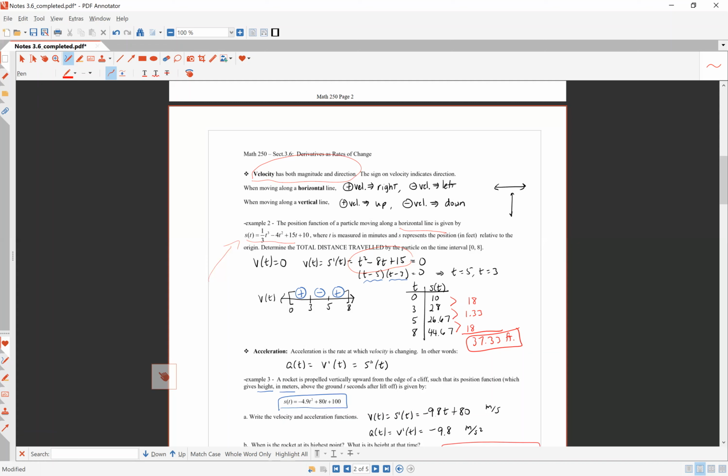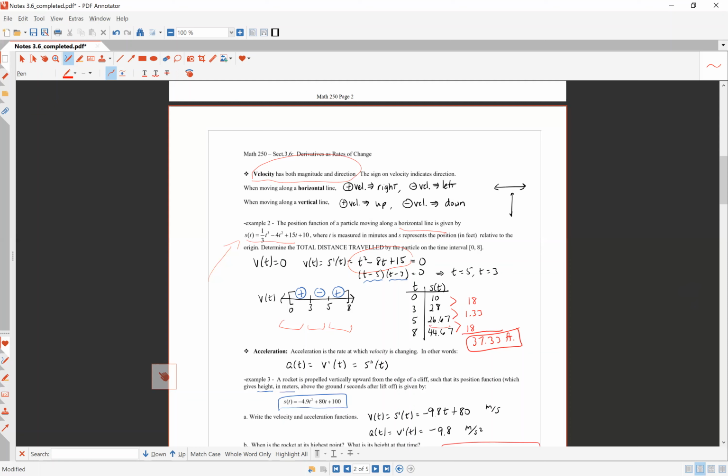Anyway, let's finish this problem here. We see that we have a positive velocity from 0 to 3, a negative velocity from 3 to 5 minutes, and then from 5 to 8 minutes, a positive velocity. What is the value of the function at 3 minutes? It's 28 feet. Then at t equal to 5 minutes, because we're going to the left, we're actually closer to the beginning, right?